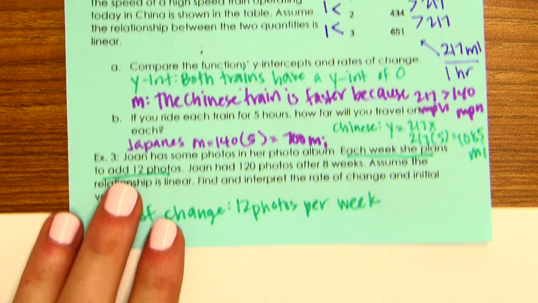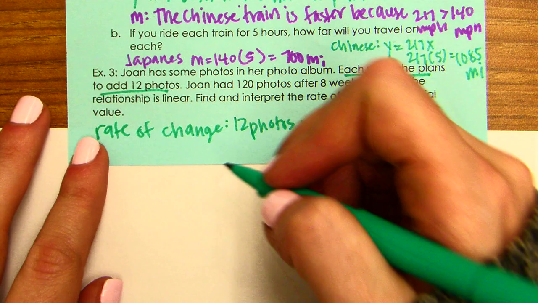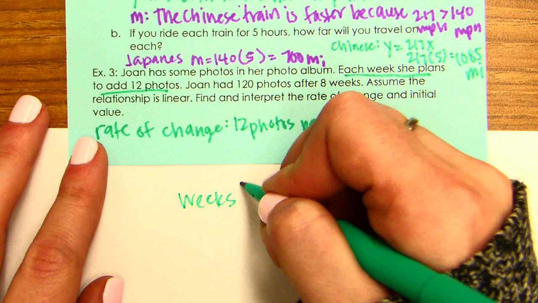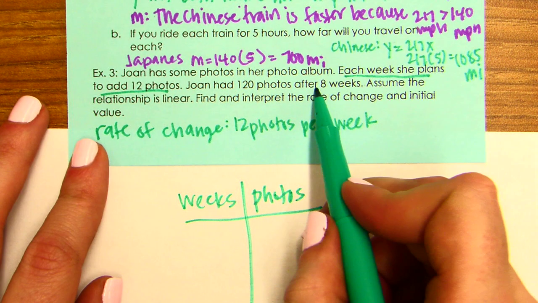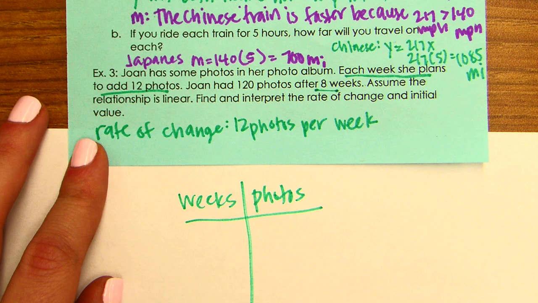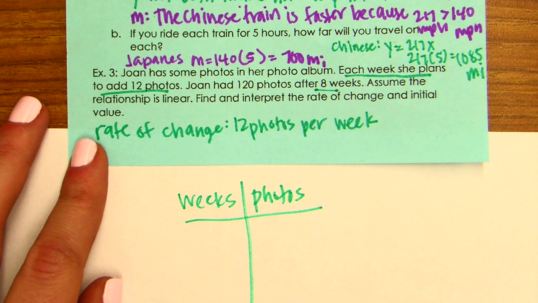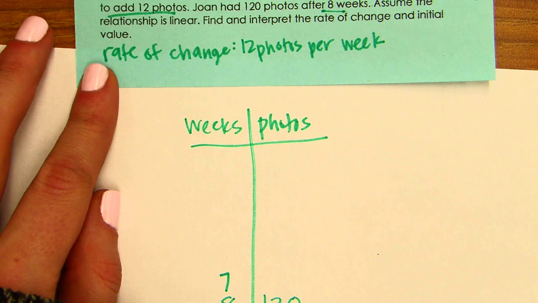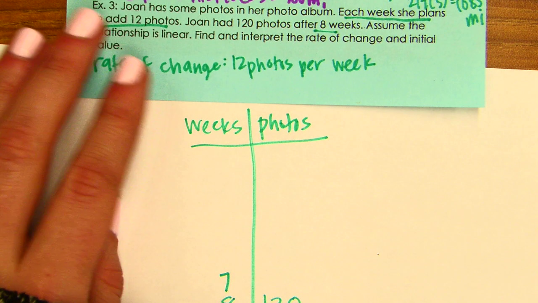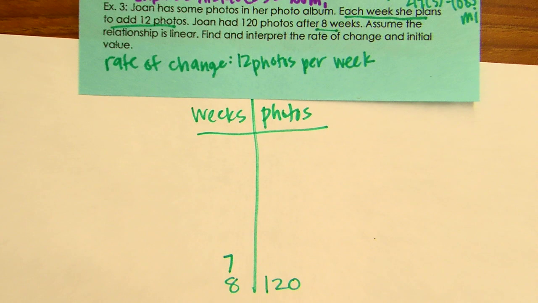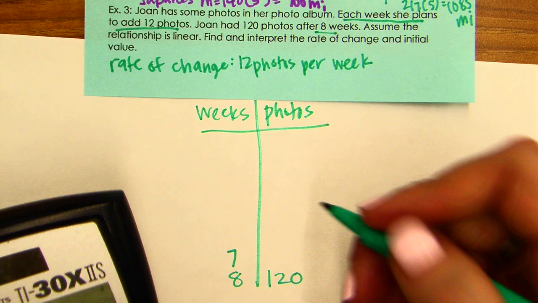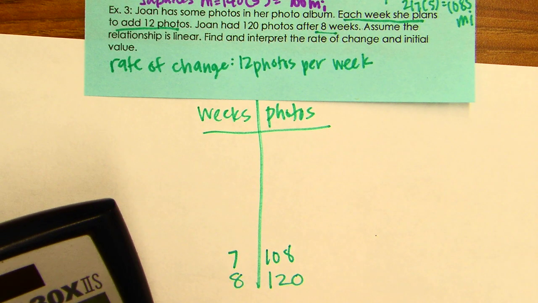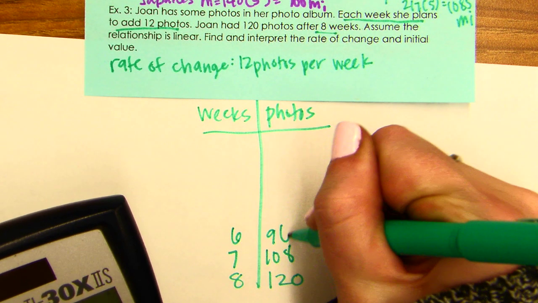So I'm going to first do this by making a table, and then I'll show you another way to do it. For my table, I'm going to do weeks, and I'm going to do photos over here. And we know that after 8 weeks, she has 120 photos. So at 8 weeks, she has 120 photos. And I know she's adding 12 photos every week. So if I go backwards in my table, I'm going to have 12 photos less at week 7. So 120 minus 12 is 108. And then subtract 12. Week 6 would be 96 photos.